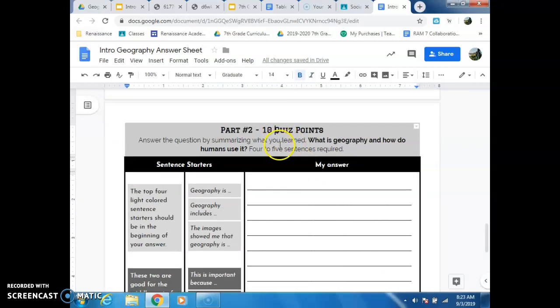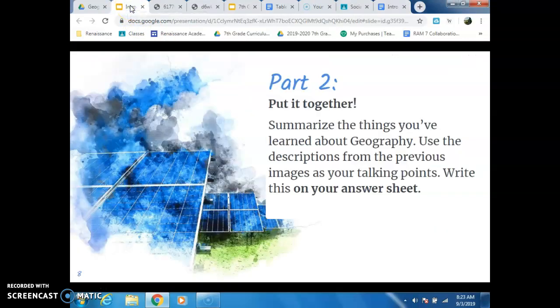Remember, make sure you pull your parachute. Make sure you use the people in your group to help you out. This is the last part. Make sure you get to this last part. You have until next Monday to do this.